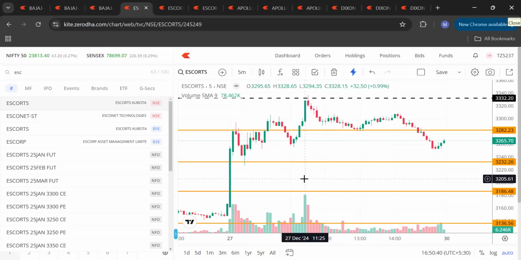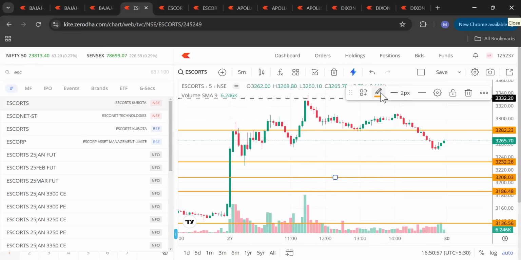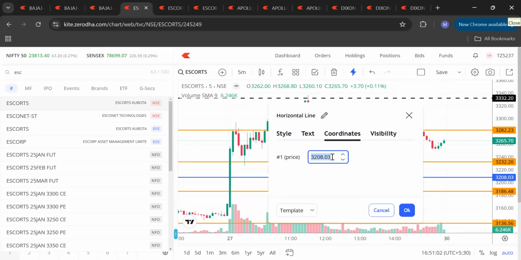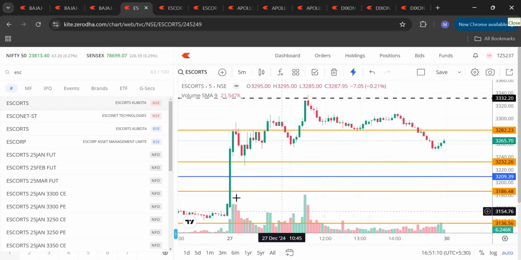That is the median. So 3282.23 plus 3136.56 divided by 2. That's 3209.39. So that shall come over here somewhere in between. Let's give that a blue color so that you identify that to be the median, 3209.39. Okay, and see, that's the median.